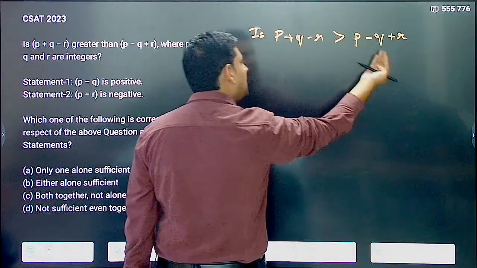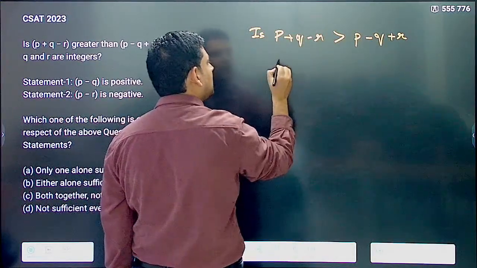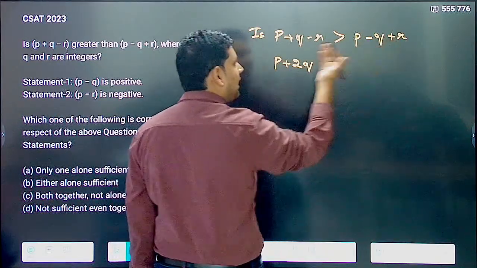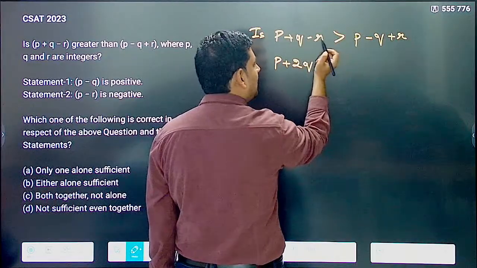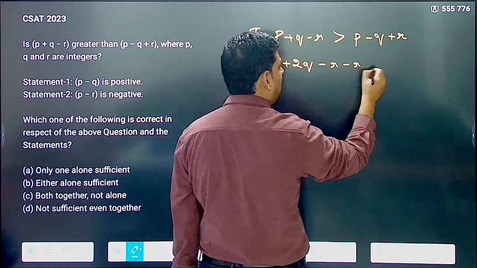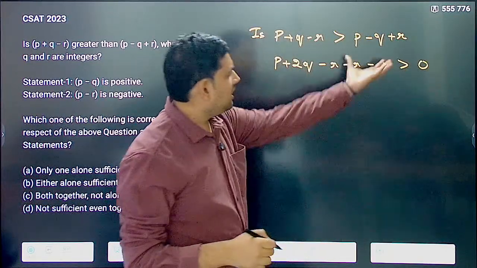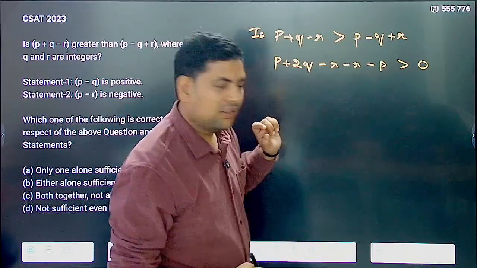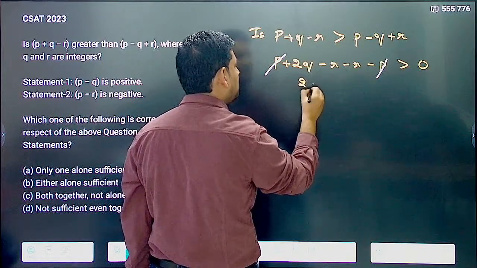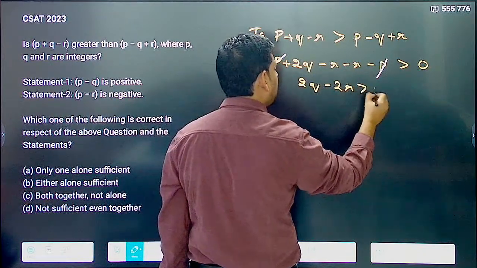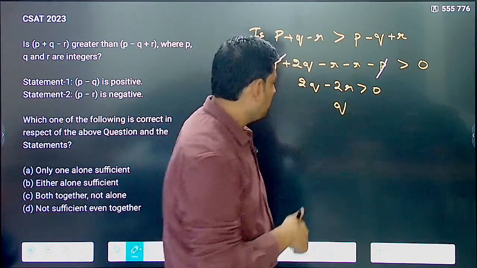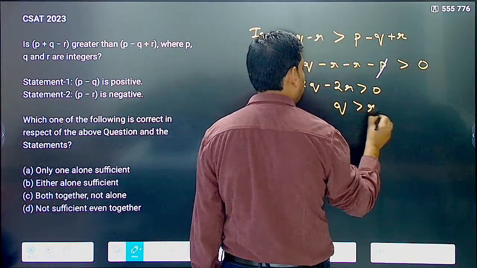I can put this minus q here, this minus will become plus here, so it becomes p plus 2q, and r also I am sending here, so this becomes minus r and minus p. This is greater than 0. Everything I have sent here. Correct? Then p and p very easily cancel out. R but remains. So this becomes 2q minus 2r is greater than 0, or now again I can divide this whole by 2. Does not matter. Correct? So ultimately what I am getting is q is greater than r.